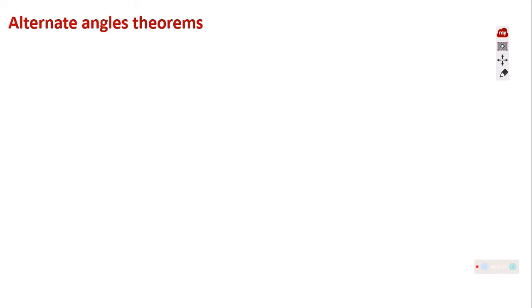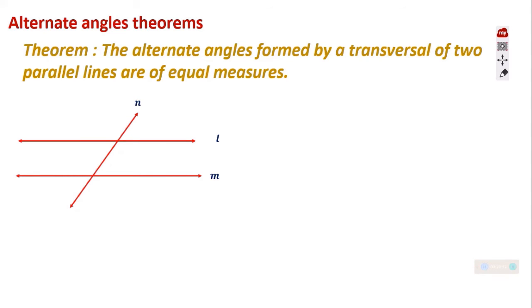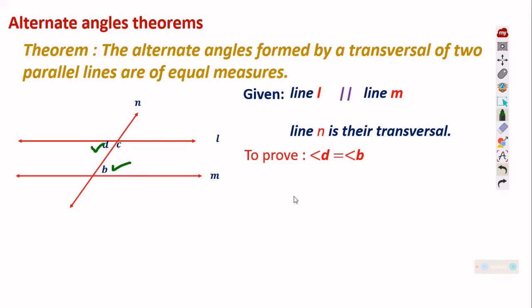Next one is the alternate angles theorem, on either side of the transversal. Alternate angles formed by a transversal of two parallel lines are of equal measures. In this, angles D and B are alternate angles. Line L is parallel to M and N is a transversal, and we are asked to prove that D and B are alternate angles and they are congruent.